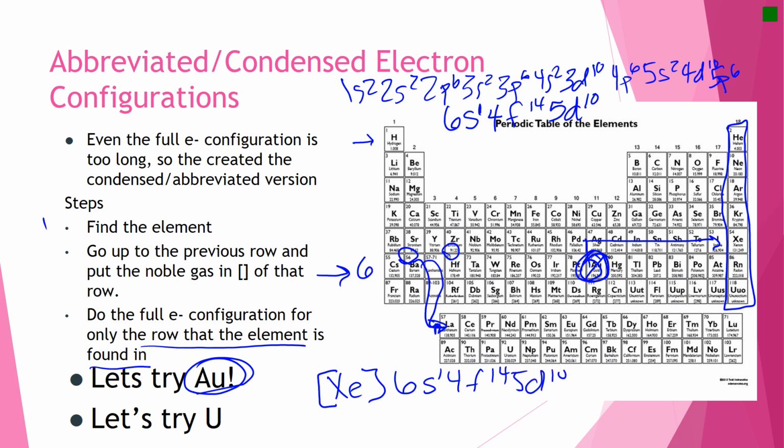If we wanted to do, let's say, phosphorus. Okay, phosphorus, you'd go up and over, so you'd put neon in brackets, and then you'd do that row, which is 3, so it'd be 3s2, 3p3, and then you'd be done. So definitely I like the abbreviated version more than the long one. It's just a lot easier.